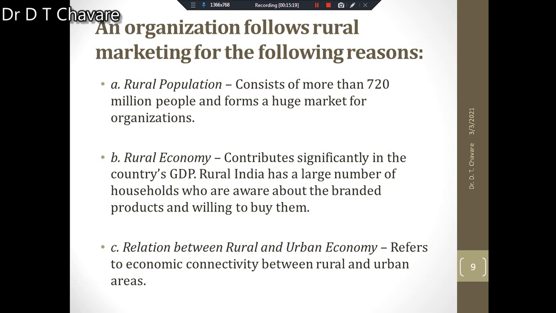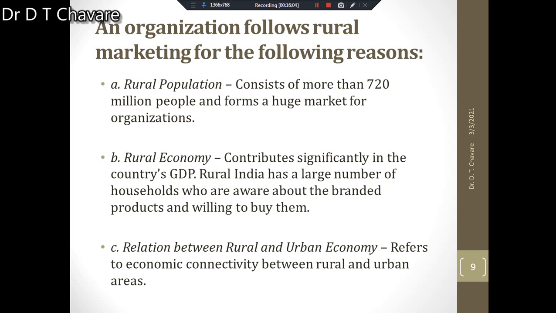The first reason I have given here is the rural population. Try to understand, it consists of more than 720 million people. How many people? More than 720 million, and it forms a huge market for organizations. Then another reason is the rural economy. The rural economy contributes significantly to the country's GDP. Rural India has a large number of households who are aware of branded products and willing to buy them. That's why this is the second reason for the growth of rural marketing.